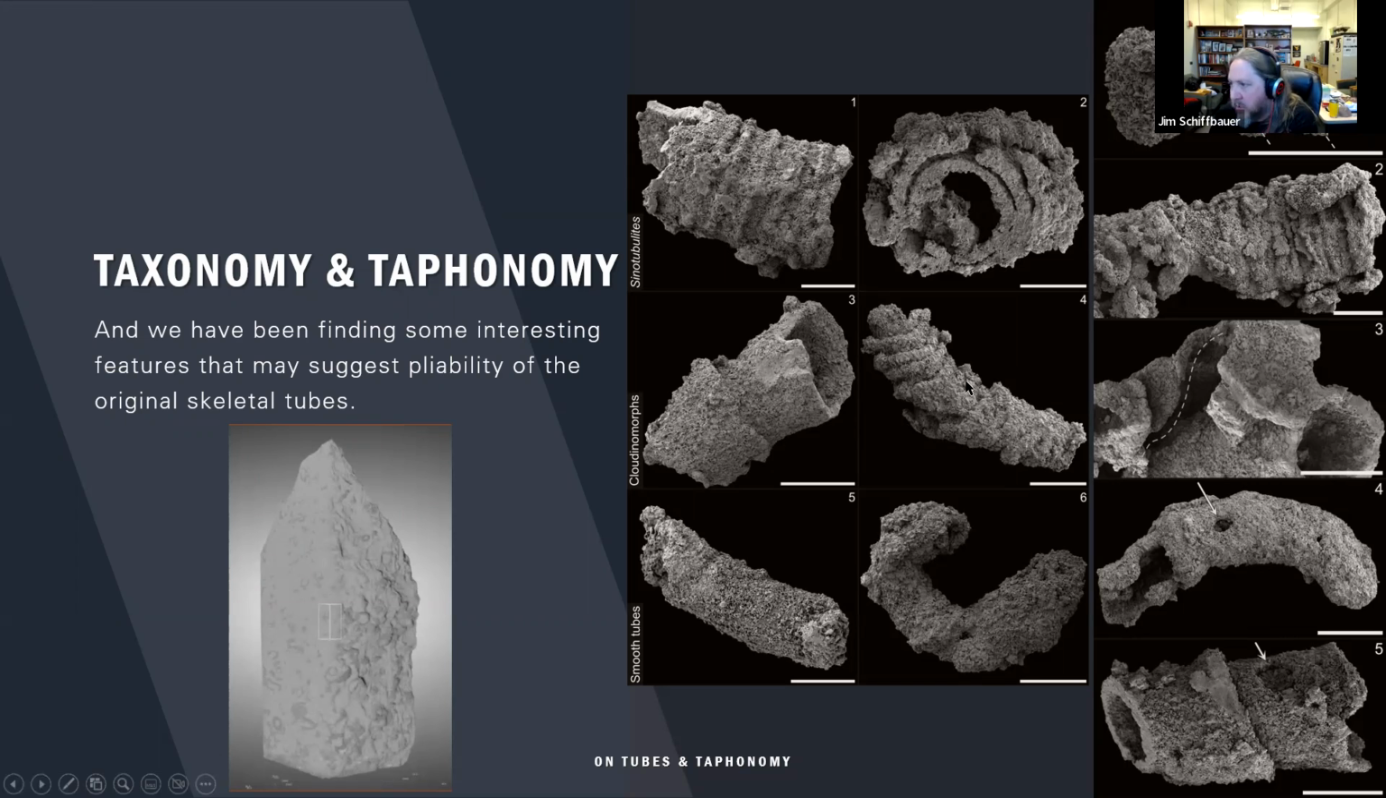We have some smooth tubes there too that we really can't say much about. But we also have some other interesting features. A lot of these are compressed or torted. And we also have what we think might be punctures in some of them, much like the drill holes that had been reported from China as well.